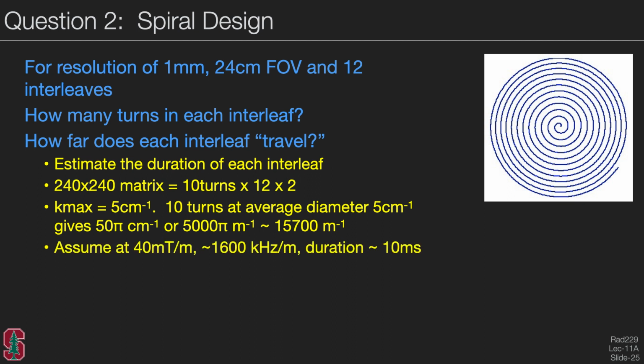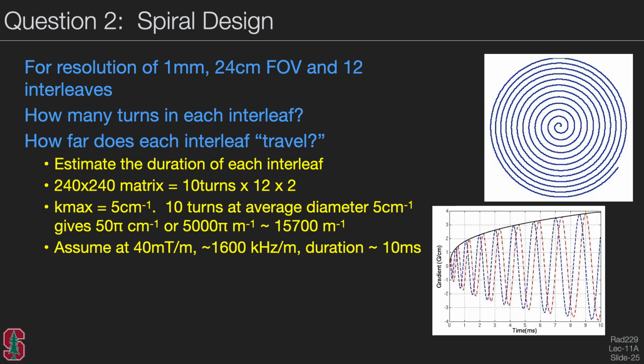If we assume that we're at the full scale gradient strength of 40 millitesla per meter, this gives us a 1600 kilohertz per meter maximum here. If we divide by this, multiplying by gamma, the duration here is 10 milliseconds. And if we actually go and design the trajectory here, we indeed see that we come very close to this 10 milliseconds. So we've basically looked at the length of the trajectory and the maximum gradient, and this gives us a very good estimate.